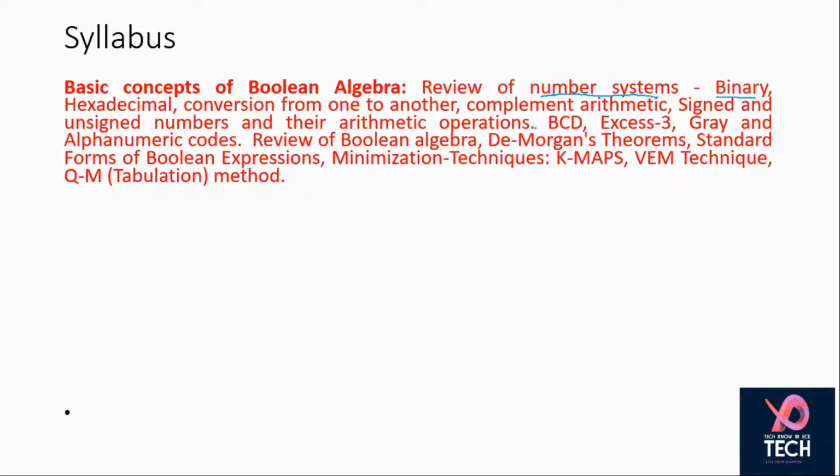So this is the first portion of this particular unit. After that, binary coded decimal, we will be discussing the excess-3 code, and we will be discussing Gray and alphanumeric codes. So this is the number system. Once the number system is done, then we will move towards the designing portion.